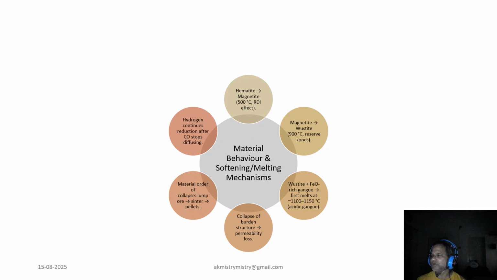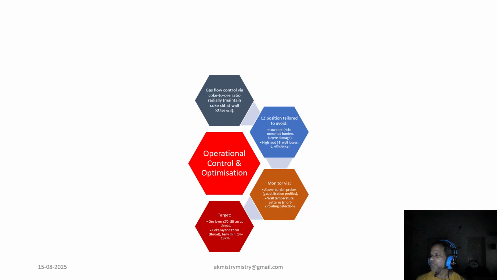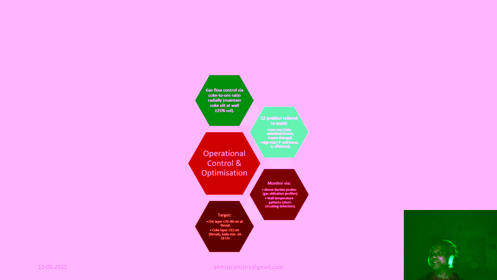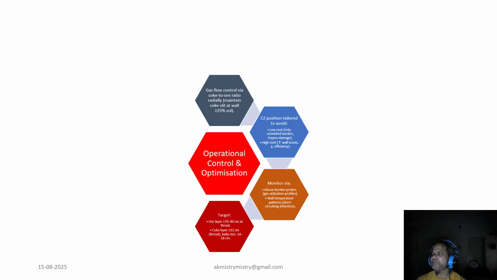Notably, hydrogen continues reducing the burden even after CO diffusion stops. Now coming to controlling the cohesive zone, it is vital for stable furnace operation. This involves managing the coke to ore ratio radially to maintain coke slits at the wall, ideally at 25% by volume as the general formula. The cohesive zone's position must be optimized.